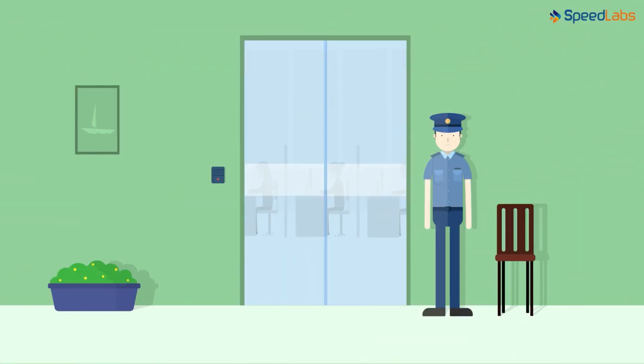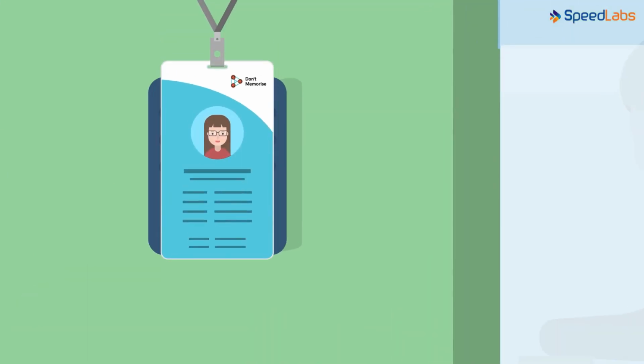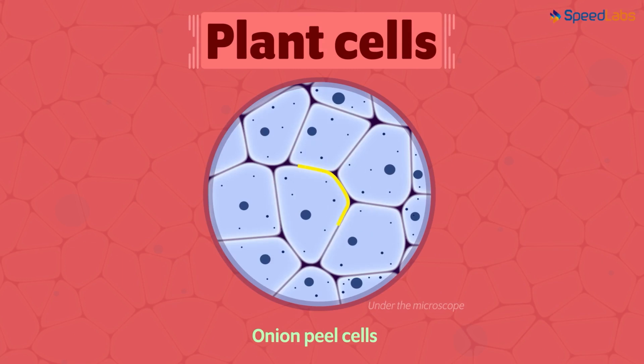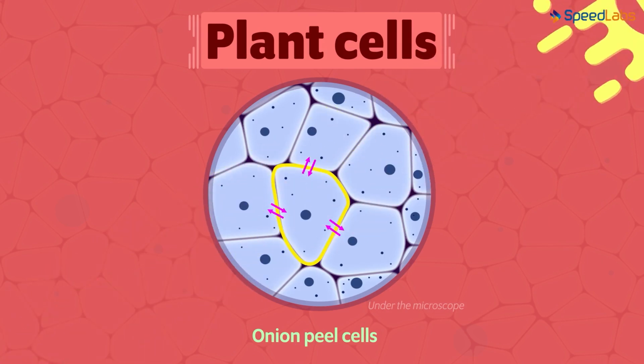Just like a guard standing at the office door who allows only members with the identity cards to enter and exit, the plasma membrane also allows only specific materials to move across. We will look at this in detail in our upcoming videos. This was just to understand how the plasma membrane is selectively permeable. Now let's move ahead to know about the cell wall.